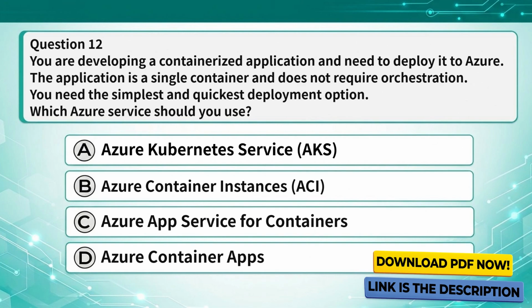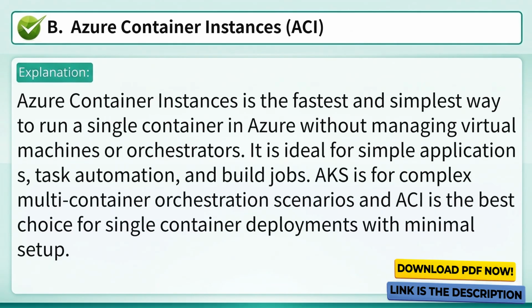Question 12. You are developing a containerized application and need to deploy it to Azure. The application is a single container and does not require orchestration. You need the simplest and quickest deployment option. Which Azure service should you use? A. Azure Kubernetes Service, AKS. B. Azure Container Instances, ACI. C. Azure App Service for Containers. D. Azure Container Apps.